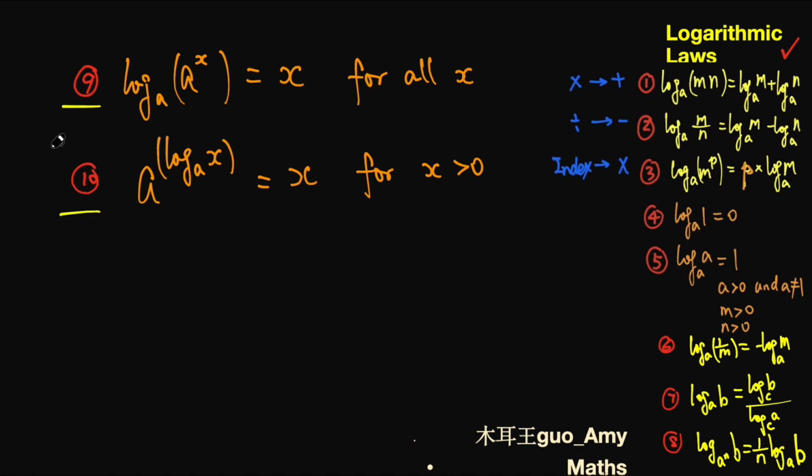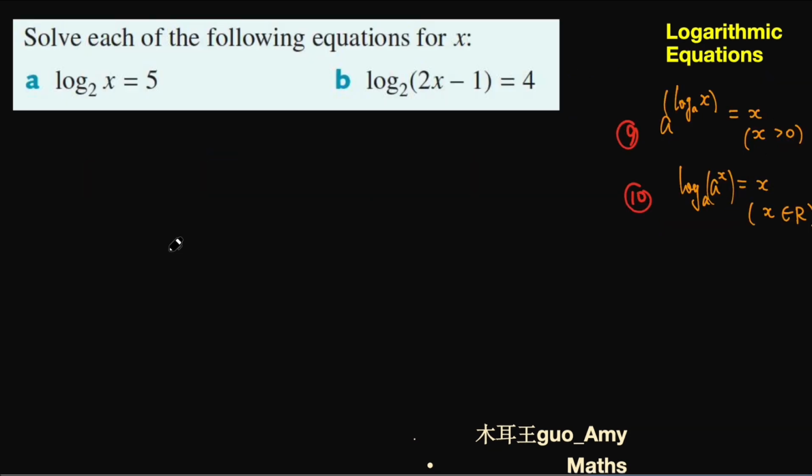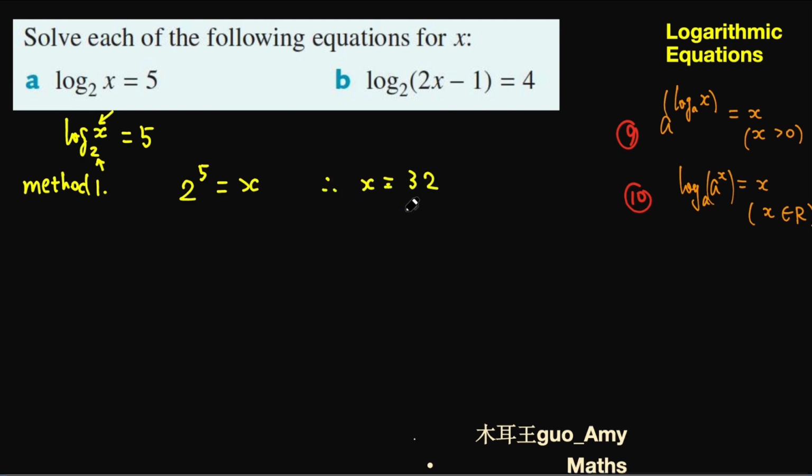Now let's focus on the application of these two results. Let's look at the first example. We have log x to the base 2 equals 5. The first idea is that we can convert this to the exponential form directly, as 2 is the base and x is the argument. Therefore, 2 to the power 5 is equal to x. Therefore, x equals 32 directly.